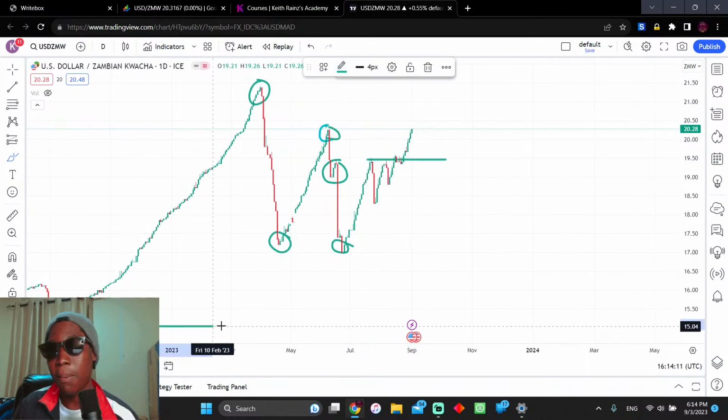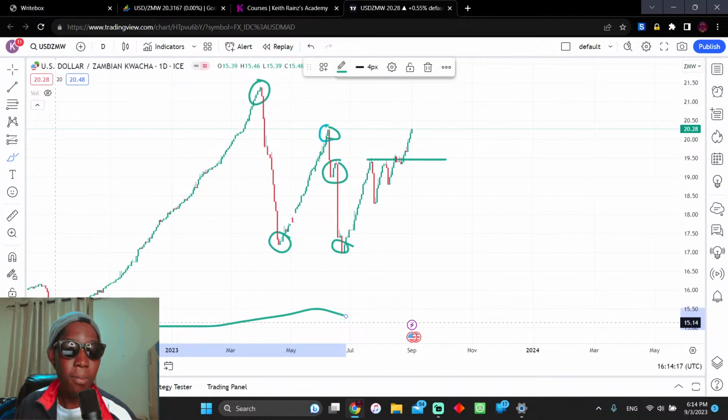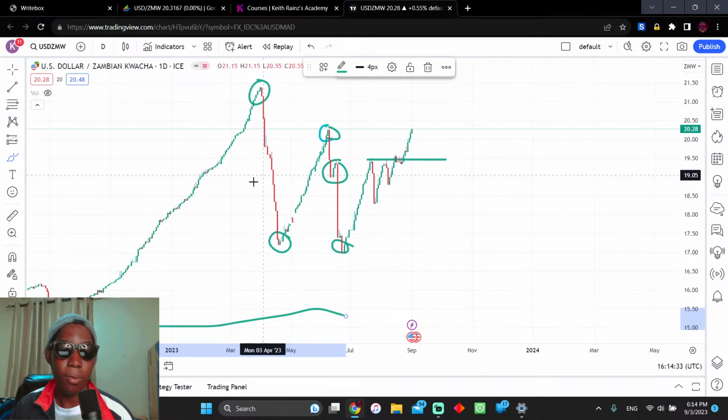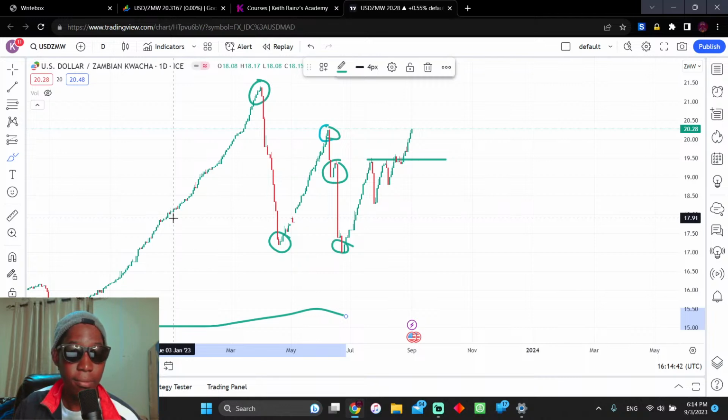Price was supposed to come and respect this level, but this seemed impossible because from here to here it took, I don't know, nearly a year. Not a year, this was September and this was April, so let's just call it nearly half a year. Usually when price moves, it comes back and respects the previous swing high or the previous swing low, and it actually did not.